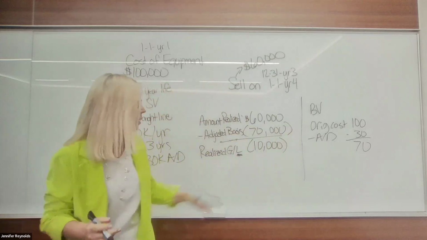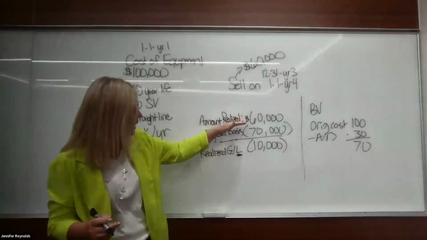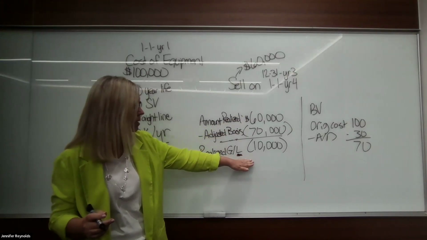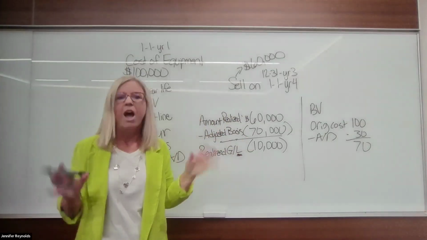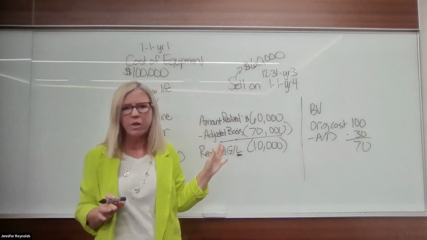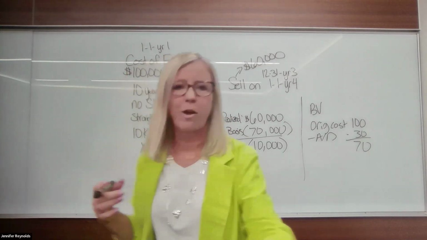And then again, if you come up with a negative number, if you've sold it for less than your adjusted basis, you're going to have a loss. If you sell it for more than that adjusted basis, you're going to have a gain. Okay, hope that helps. Get really good at that, and we'll just keep adding to that all semester.